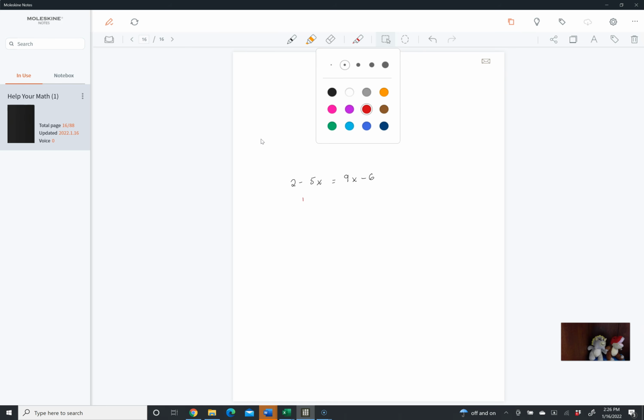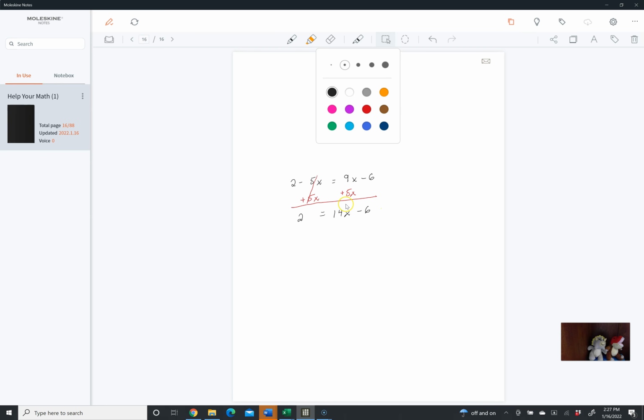So we add 5x on the left. To make sure that the equality holds true, we're going to add 5x on the right as well. Negative 5x plus 5x simply goes away because negative 5x plus 5x is 0. So on the left, we just have a 2. And on the right, 9x plus 5x is 14x. And we still have the minus 6 over there.